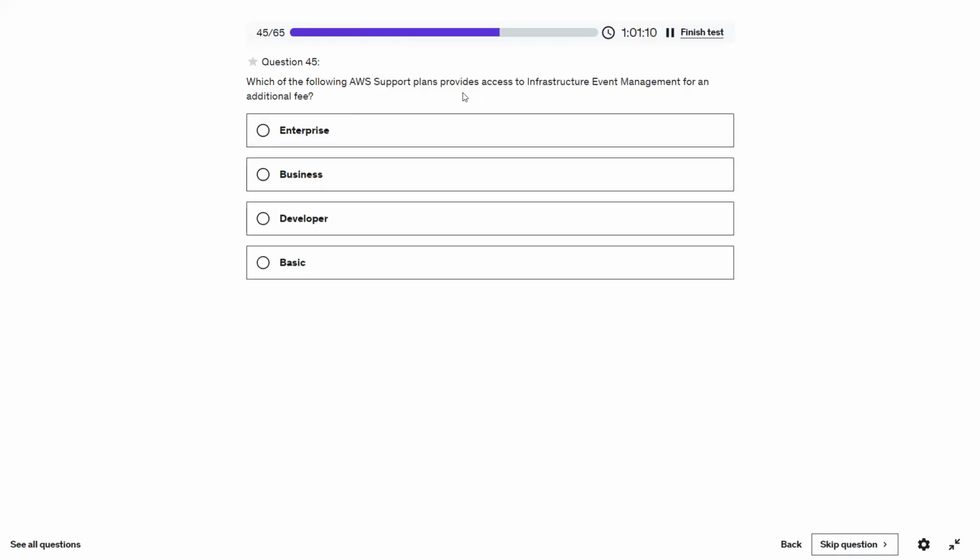Which of the following AWS support plans provide access to infrastructure event management for an additional fee? So again, it's like the Business plan. Infrastructure event management for additional fees.